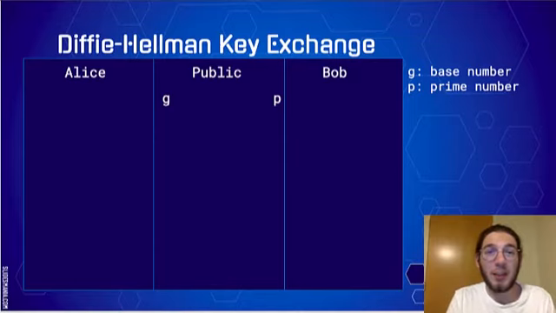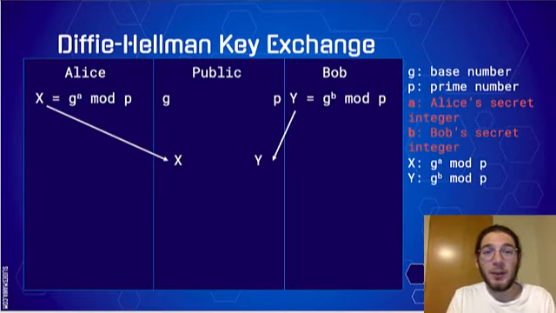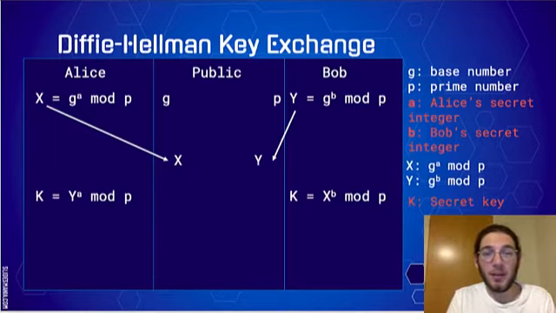We start with numbers G and P. G is our base number and P is a prime number. Then, using his secret integer A, Alice calculates G to the power A mod P, which is X, and makes that public. Similarly, Bob calculates Y, which is G to the power B mod P, B being his secret integer, and then he makes Y public.